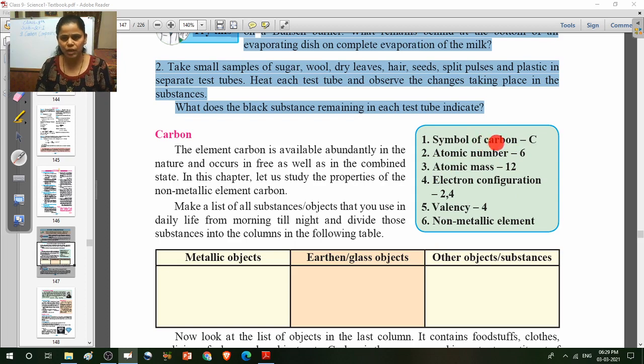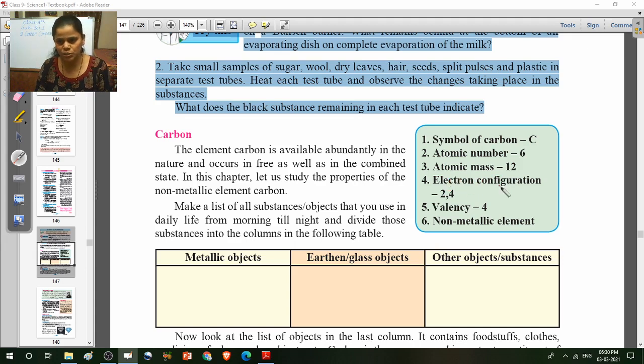What is the symbol of carbon, students? Yes, you have studied it in your last standard, that is, in 8th standard. So the symbol of the carbon atom is C, capital C. The atomic number is 6. Atomic number means the number of electrons or number of protons in an atom. So in a carbon atom, the number of electrons or protons is 6. Okay, so the atomic number of carbon is 6. Then the atomic mass is 12.